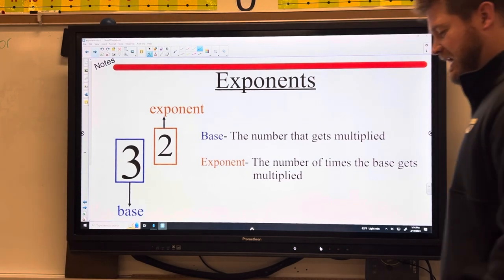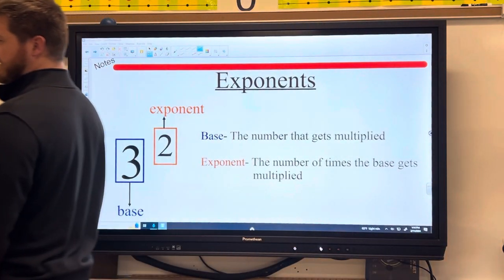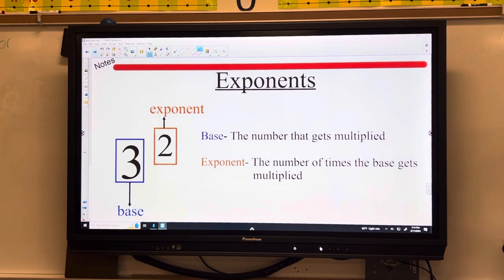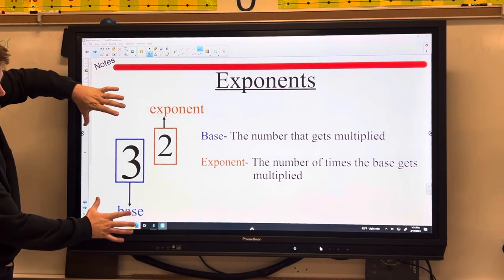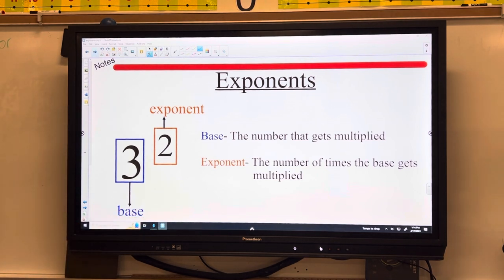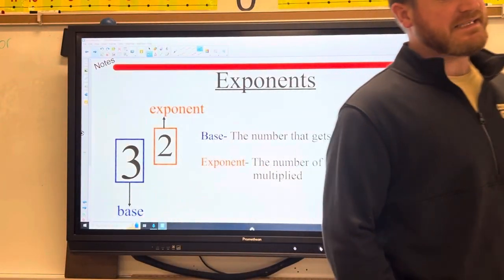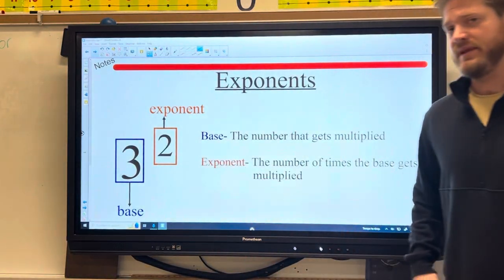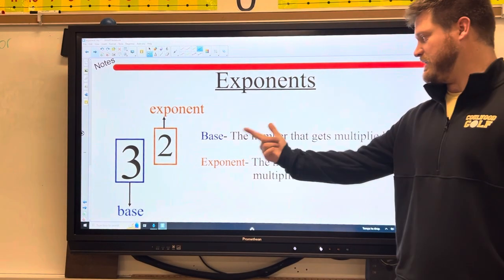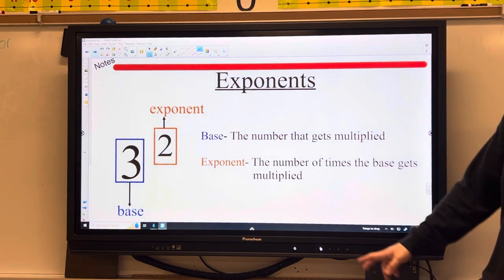In your notebook, copy this down. Pause the video if you need to. Talking about exponents. With exponents, we've done this a little in the past. Exponents, the base is the large number and the exponent is the small number up top right, okay? The exponent tells us how many times the base is repeated. The base is the number that gets multiplied by itself, okay? It's going to be repeated.